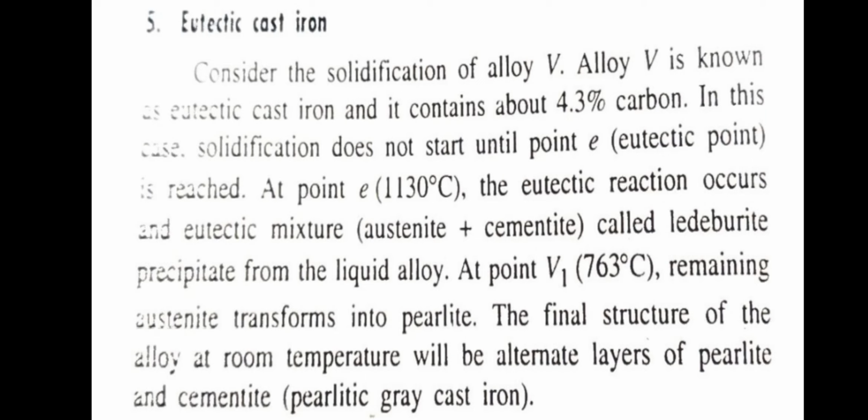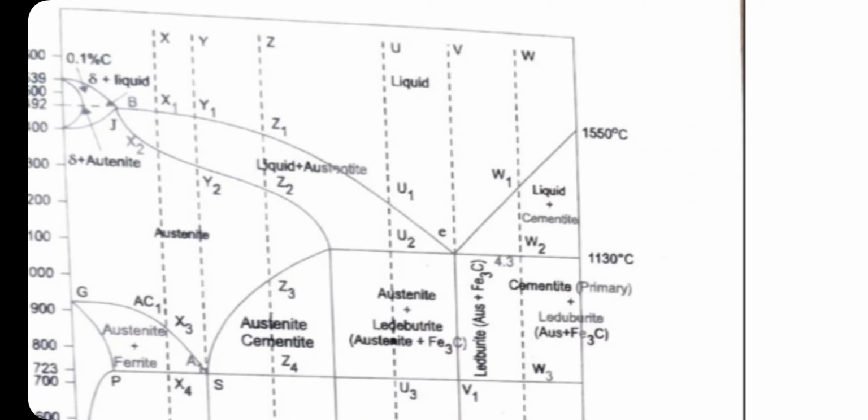The fifth alloy is eutectic cast iron. The solidification of alloy V. Alloy V is a eutectic cast iron. It contains about 4.3% carbon. The solidification does not start until point E. In the iron carbide equilibrium diagram, for the alloy V, in between V and E, it is in liquid state. E is a eutectic point.